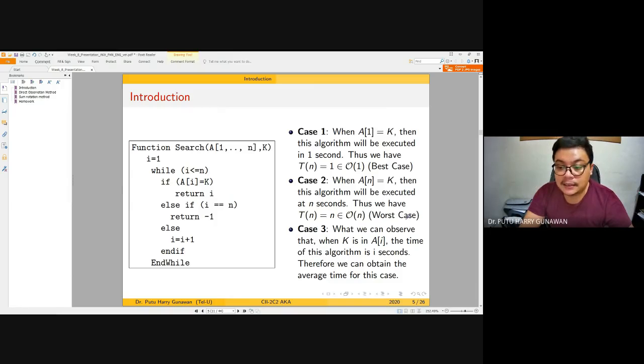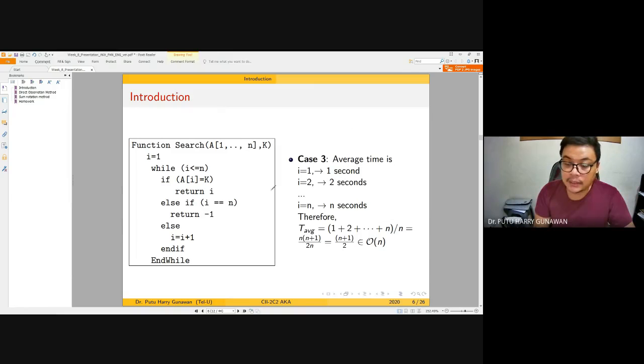And the third and final thing we need to observe is that, as we observed previously, the time depends on the position of k. When k is at the ai index, the algorithm takes i seconds. Or we can write it like this: when i equals 1, it takes 1 second; when i equals 2, it takes 2 seconds, and so on; when i equals n, it needs n seconds.